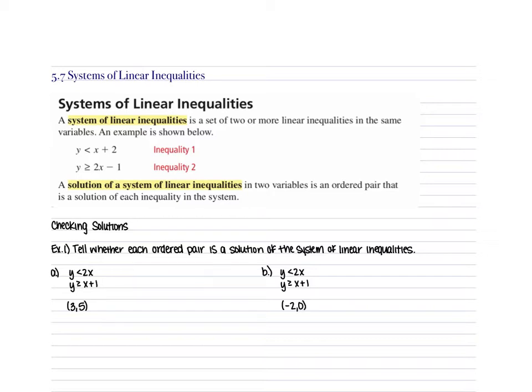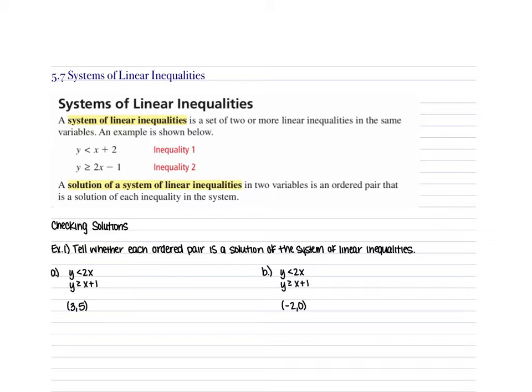However, with inequalities, you want to take into consideration the shading, and where those two shadings overlap will be your answers. Okay? So we're going to start this lesson off by telling whether each ordered pair is a solution to the system of linear inequalities.